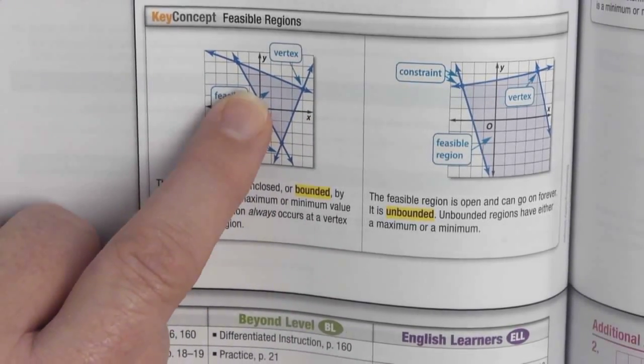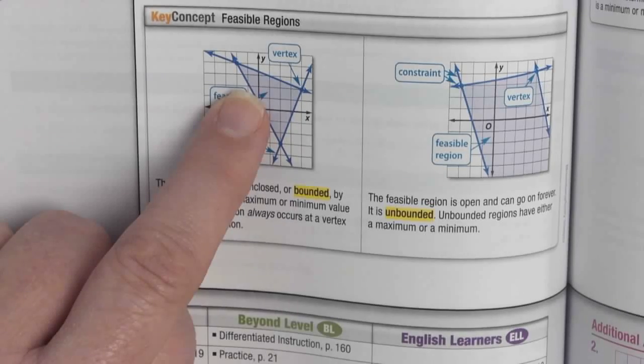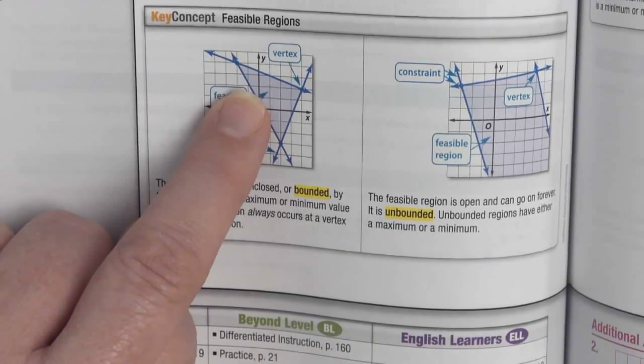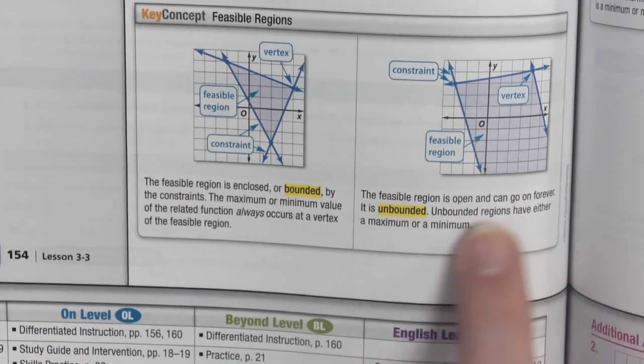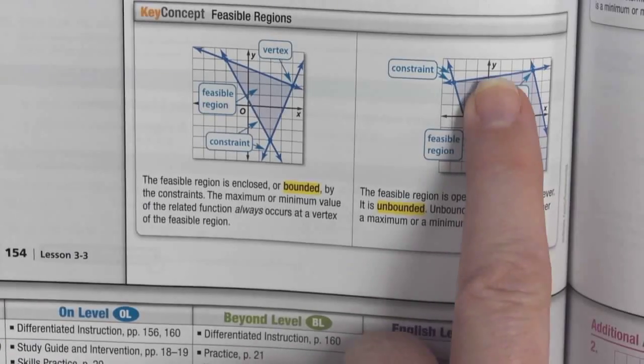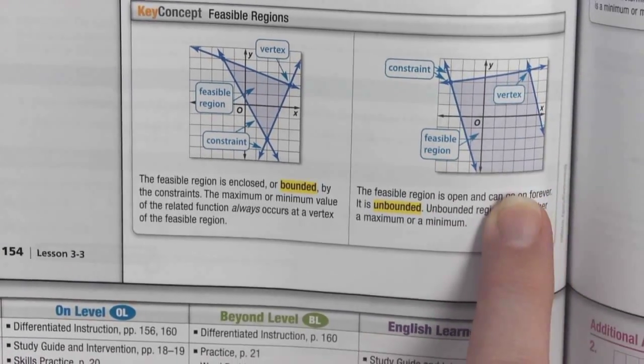Although they work, they would make the statement true, or all of the statements true, they would not maximize or minimize the function that you're trying to maximize or minimize, okay? All right, now look at this one. This feasible region, the shaded area, is called unbounded. Can anybody guess why?